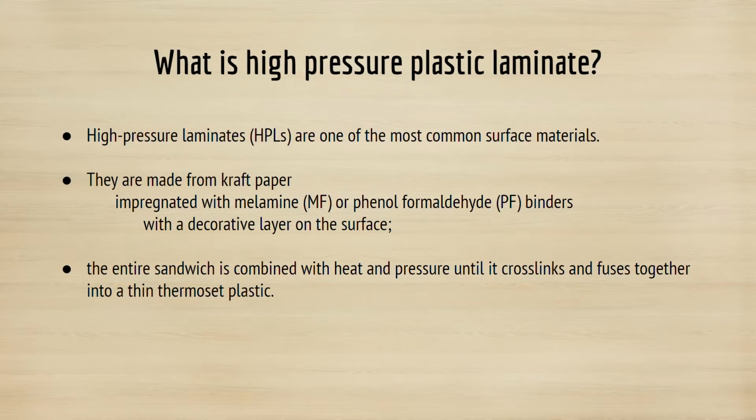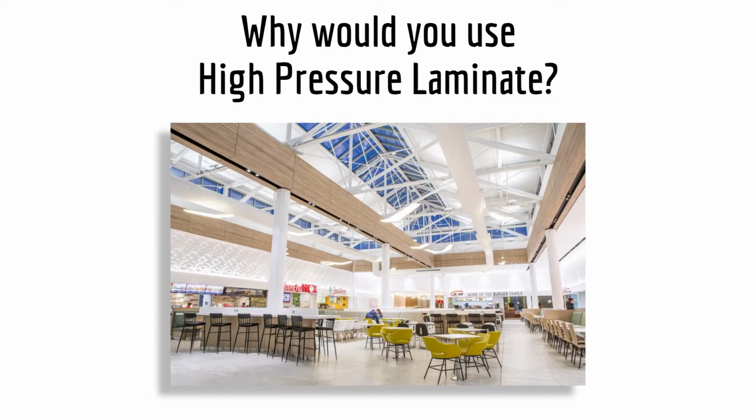High-pressure laminates are one of the most common surface materials. They are made from craft paper, impregnated with binders, with a decorative layer on the surface. The entire sandwich is combined with heat and pressure until it cross-links and fuses together into a thin thermoset plastic called high-pressure laminate. Today's laminates offer unprecedented design and budget flexibility.